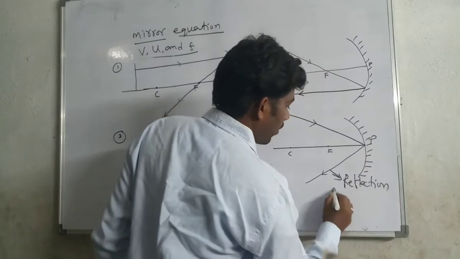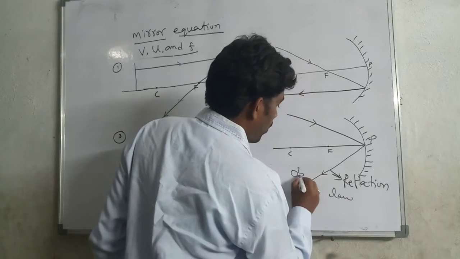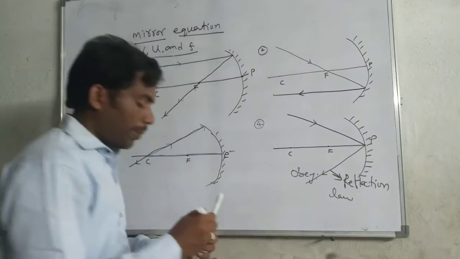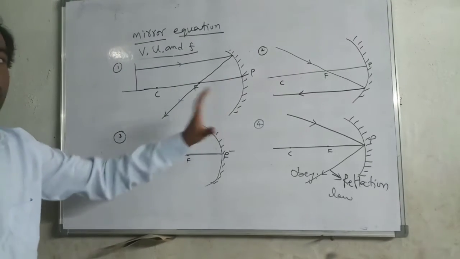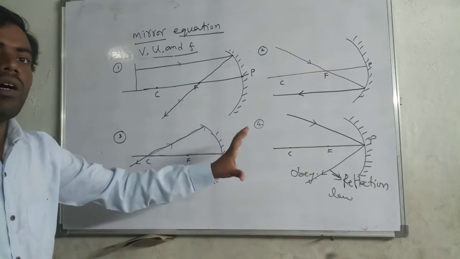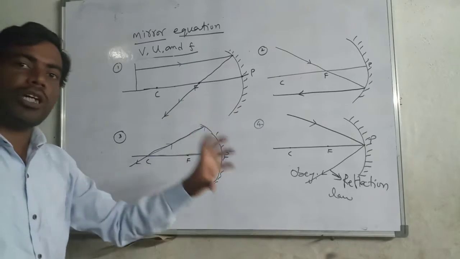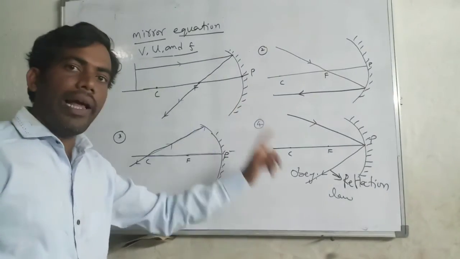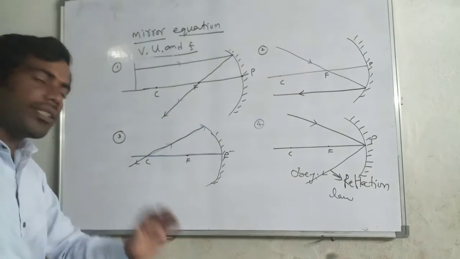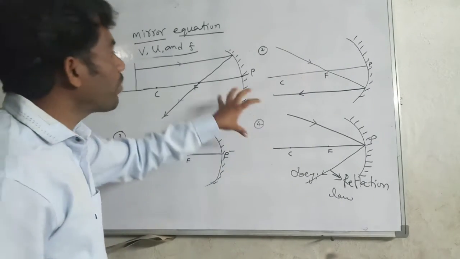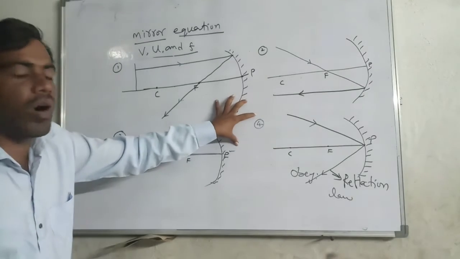Reflection laws. Obey the reflection laws. These four things are most important whenever you draw the image for a mirror or lens, whether the mirror is concave or convex, and the lens is concave or convex. These four things are the most important.